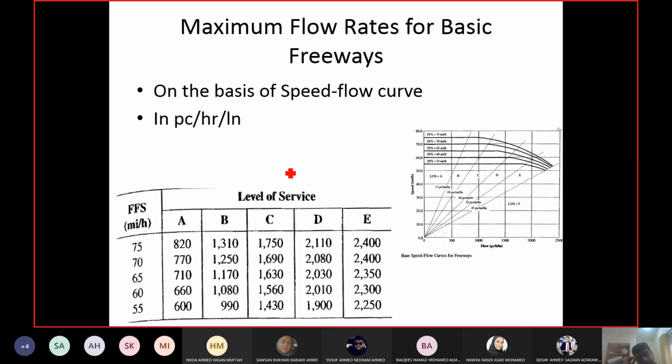Then from these curves, only for those curves for which they have already plotted the fixed free flow speed curves, we have the service flow rate values as well. Before I explain how they got these values, what do we mean by service flow rates? Tell me. I just told you yesterday. What do we mean by service flow rates?